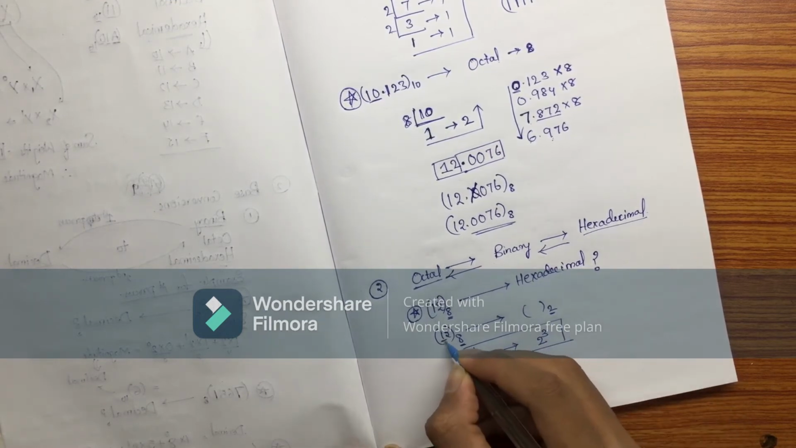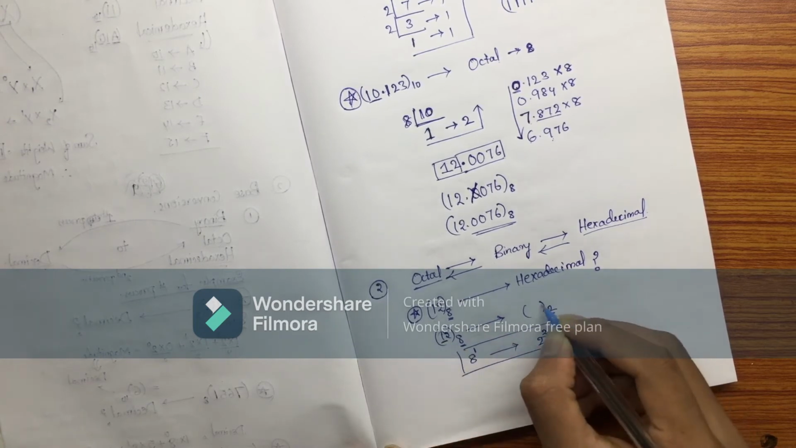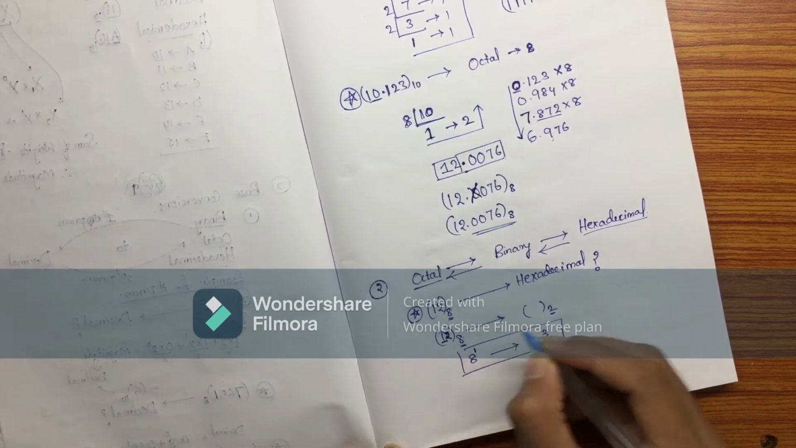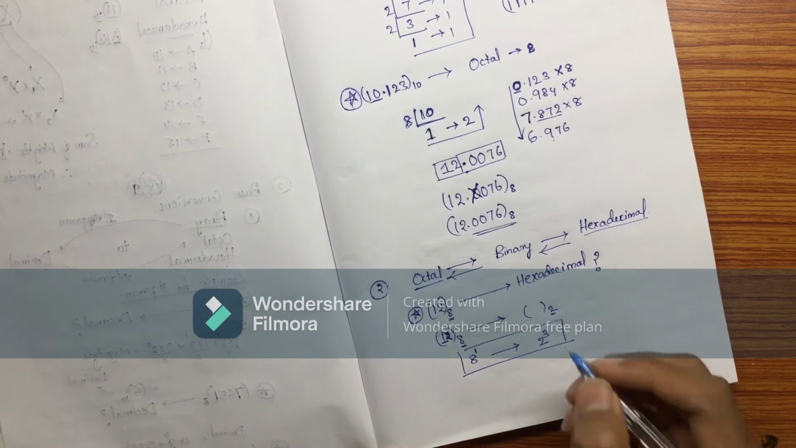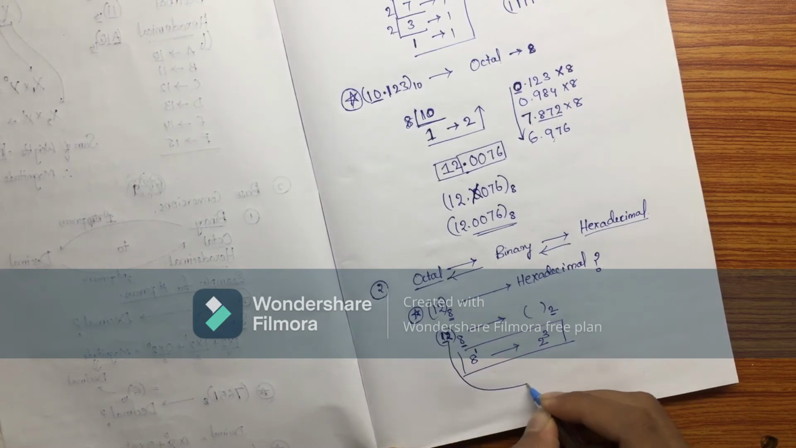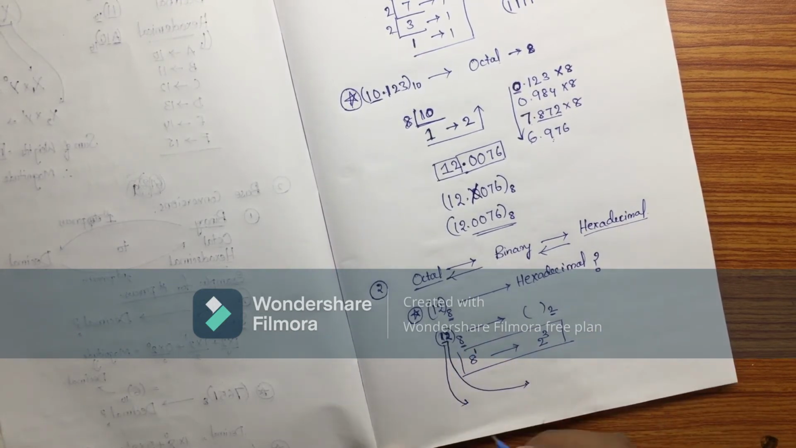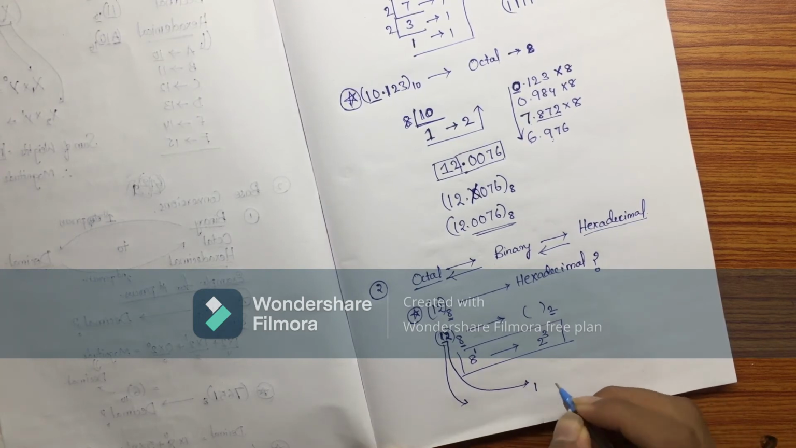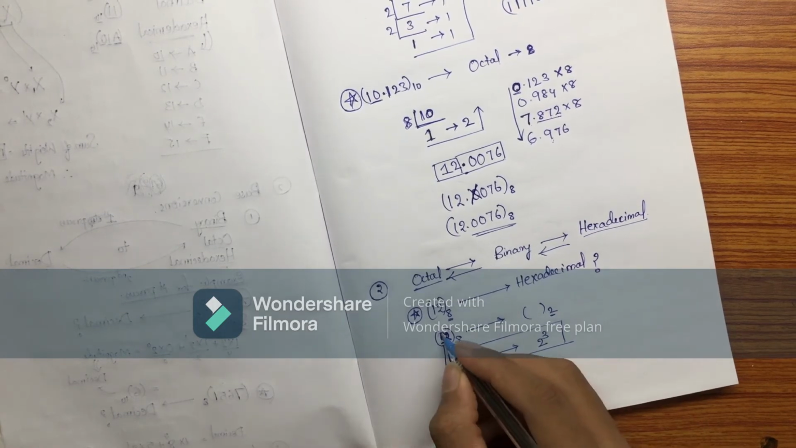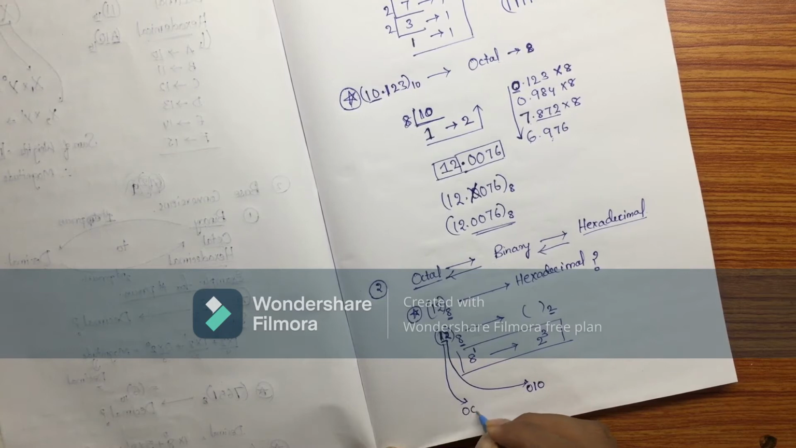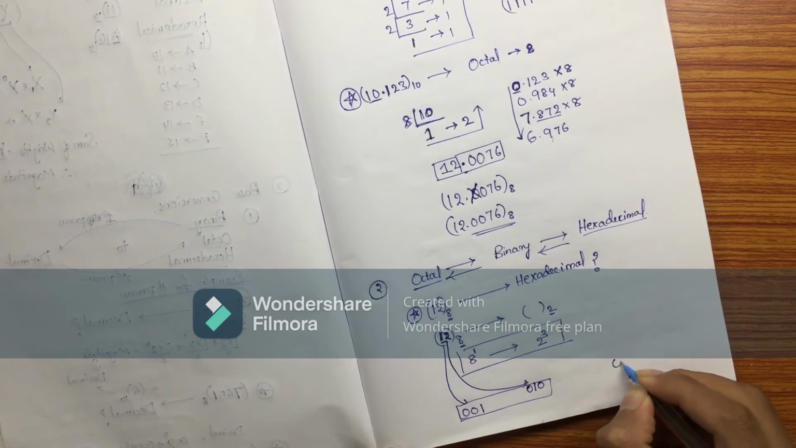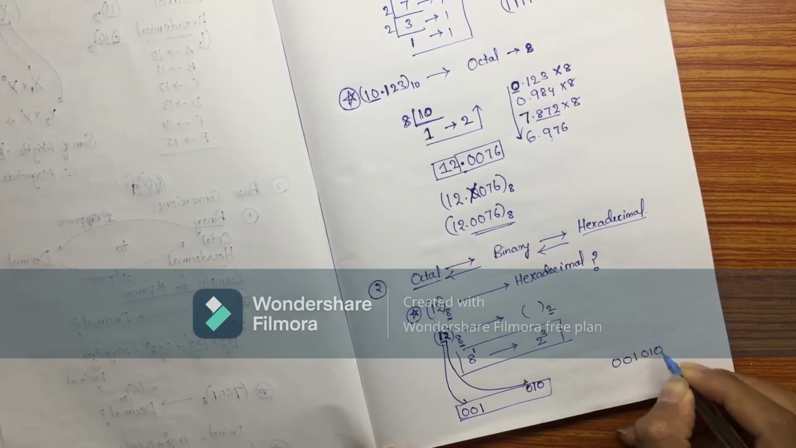Then 1 digit of octal is equal to 3 bits in binary. That means here for 2 we have to represent this 2 in 3 bits of binary, and 1 will also have 3 bits of binary. So how to do that? First for 2, the binary of 2 is 0 1 0, and the binary equivalent of 1 will be 0 0 1. So the complete thing will be 0 0 1 0 1 0.